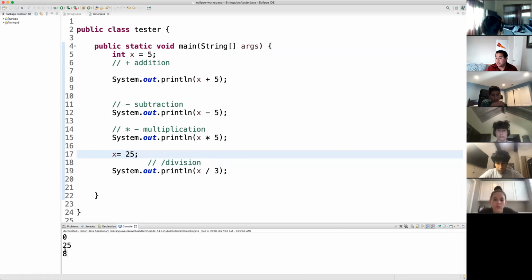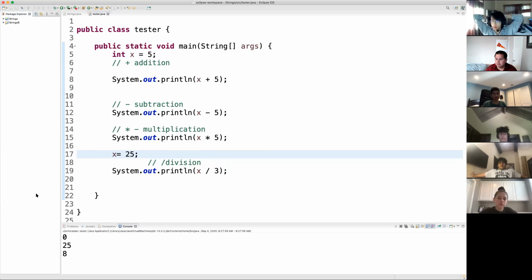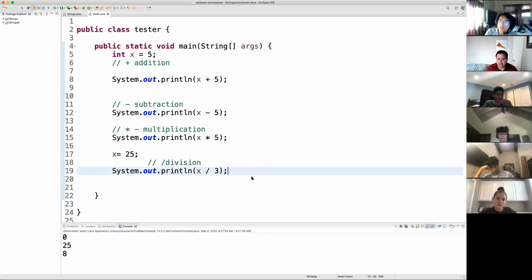It should be 8 point something, right? But it's not. With integer division, let's see, Steven, are you there or are you frozen? Okay, Leo. So why am I getting 8? Why am I not getting 8 point something? Because it only shows whole numbers. Bingo.